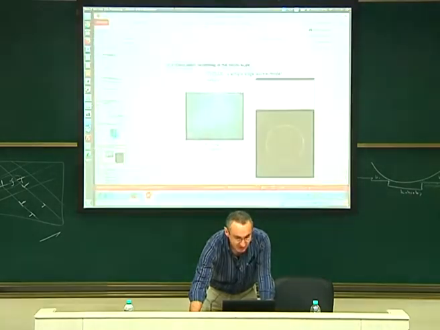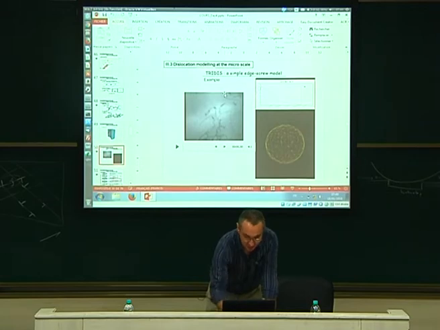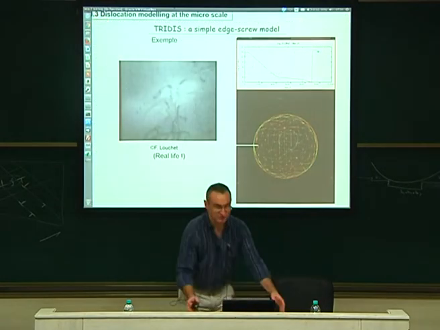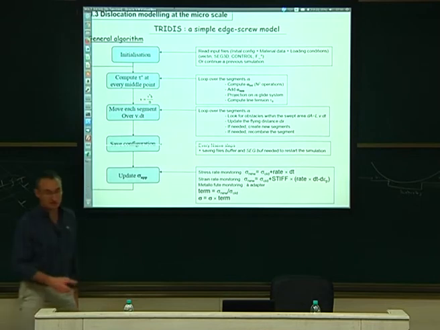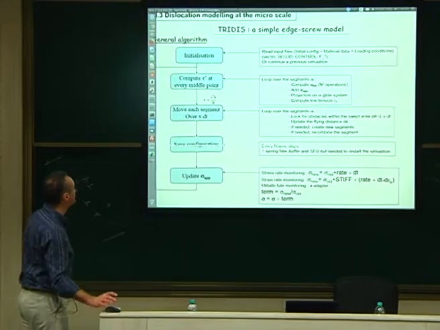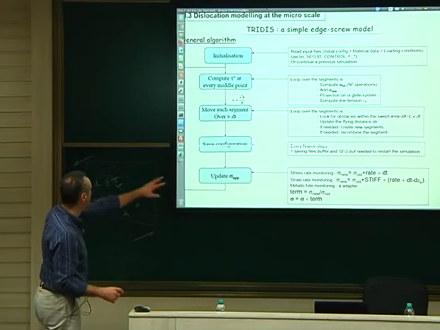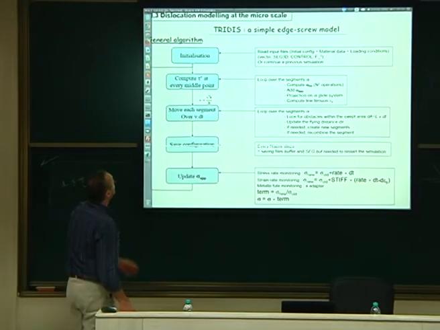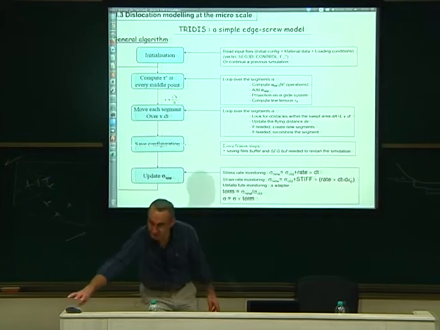Okay? So let's go back to the story. So this is what I showed you. And just to finish, this is the algorithm for 3D. I don't know why there's a black line here. It's a very simple algorithm.